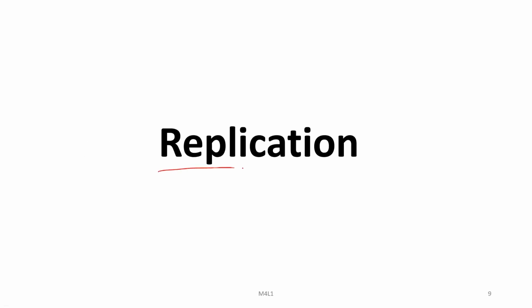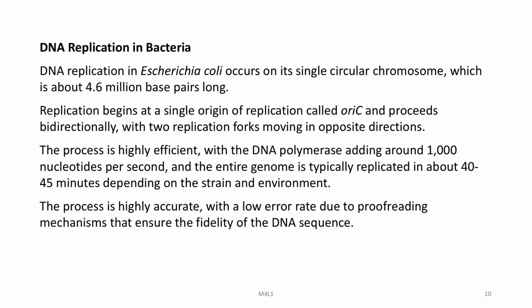Now, let us look into one of the most important fundamental processes, replication, which is basically the doubling of a DNA molecule. DNA replication in bacteria like E. coli occurs on its single circular chromosome, which is about 4.6 million base pairs long, as already mentioned. The replication will begin at a single origin of replication called oriC, and it will proceed bidirectionally with two replication forks moving in opposite directions.